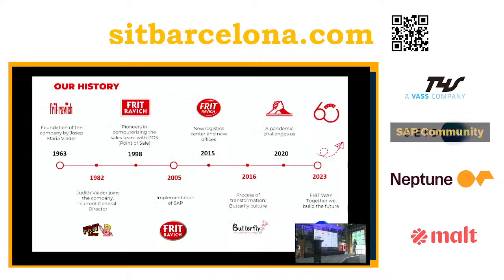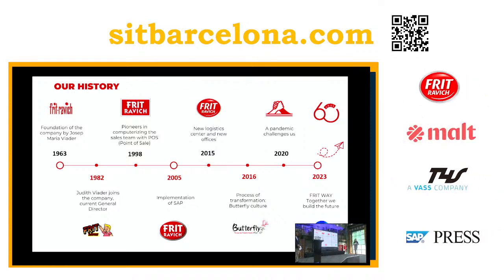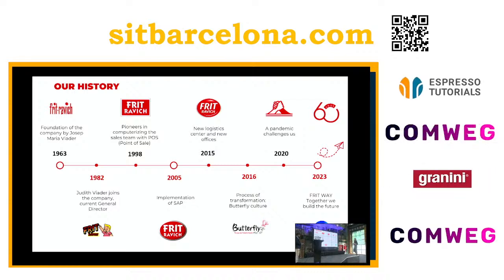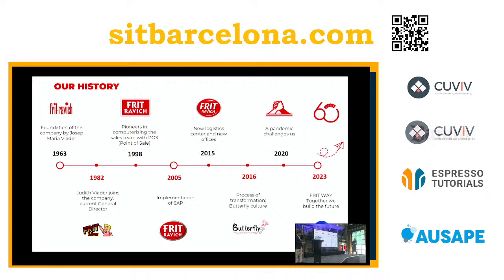In terms of our history, you can see on our screen that we have several milestones related with technology and methodology. In 1998, we were pioneers in computerizing our sales team with POS systems, which lasted until 2018 when we started to use the Frit Sales application that we're going to explain today. In 2005, we implemented SAP, our current ERP. And then in 2016 is when we started our butterfly process, which is the main journey for our company in terms of strategy.